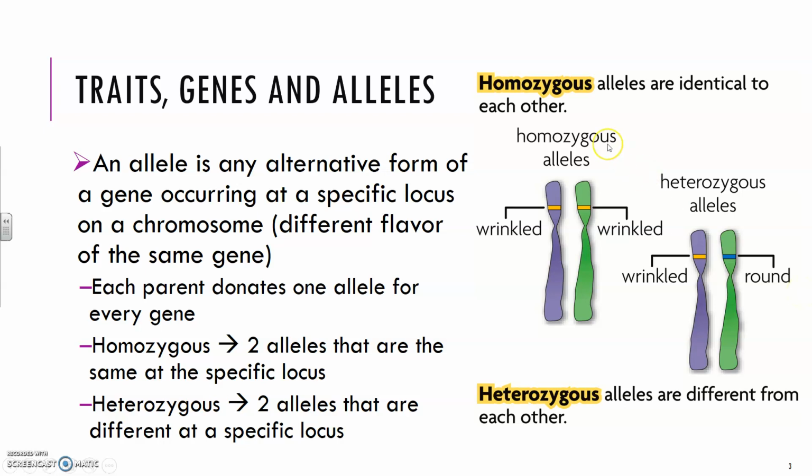Now, generally, if it's homozygous, it could be homozygous for wrinkled, like we see here, or it could be homozygous for round. So there is a distinction there that you have to make. So this one I would call homozygous wrinkled, not just homozygous. Heterozygous, especially in this example, we only have two different options. You don't have to say heterozygous wrinkled round because there's not going to be any other option. It's always going to be one wrinkled, one round allele.